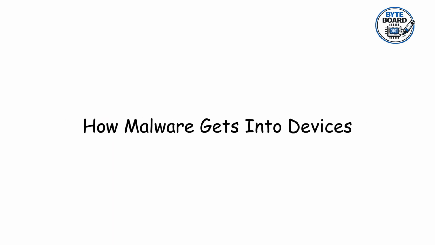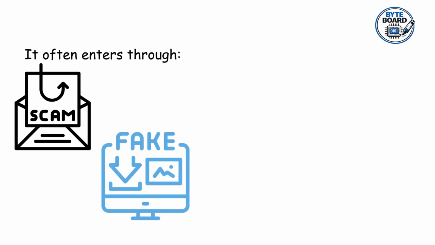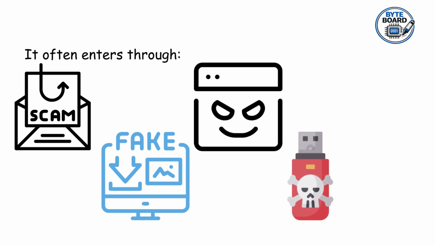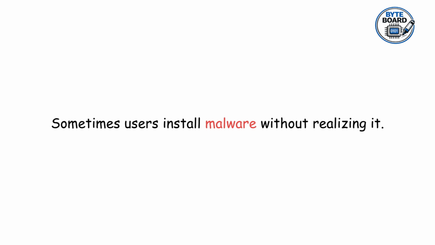How malware gets into devices. Malware doesn't usually appear on a device by itself. It often enters through phishing emails, fake downloads, malicious websites, infected USB drives, fake software updates. Sometimes users install malware without realizing it.